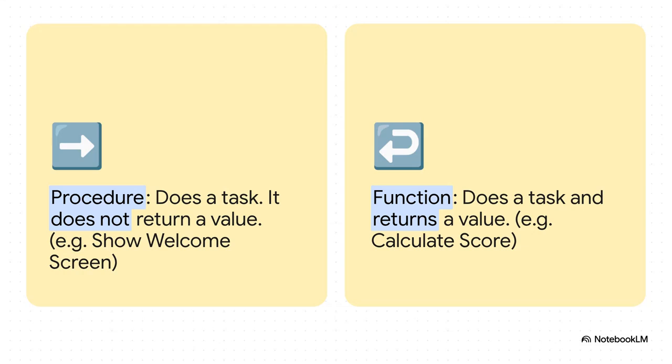All right, let's put them side by side. On the left, you've got a procedure. It just does something, like showing a message. Simple. On the right, you have a function. It does something and it gives you a result back, like a calculated number. That is the one key difference. A procedure does, a function does and returns.